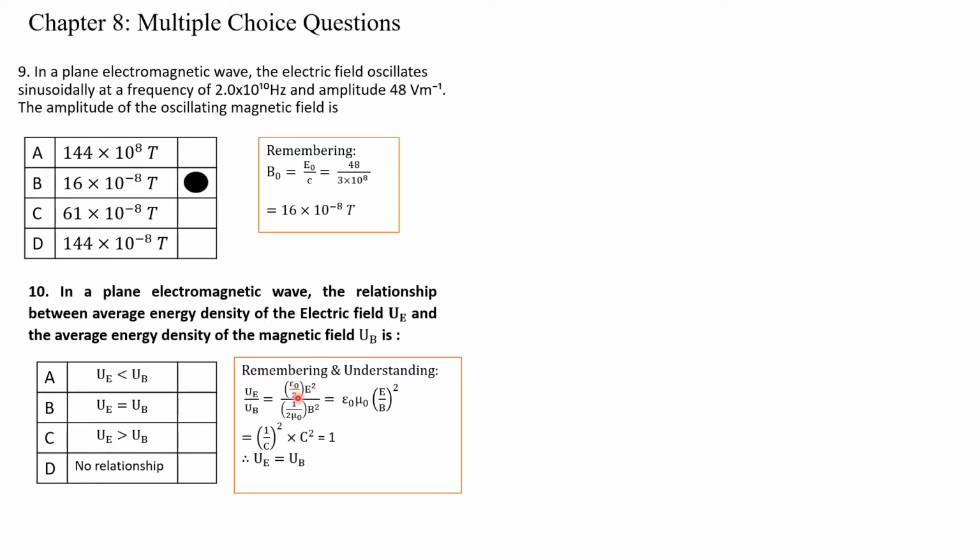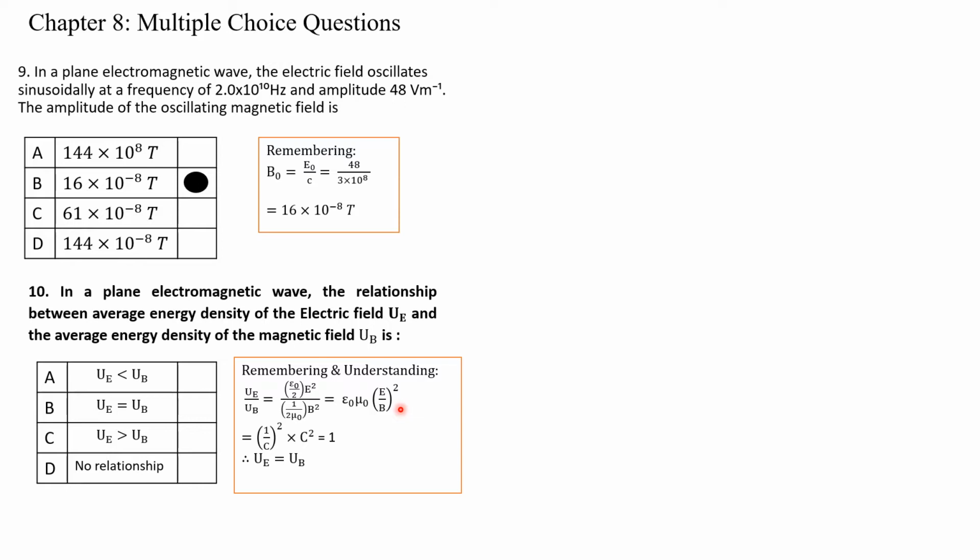Sorry, I will just recall the formula: UE by UB is equal to epsilon naught by 2, where epsilon naught is the absolute permittivity, into E square, the electric field intensity, divided by 1 over 2 mu naught, where mu naught is the permeability of the medium, into B square. Simplifying, the formula becomes epsilon naught into mu naught, that is absolute permittivity into permeability constant, into E by B whole square.